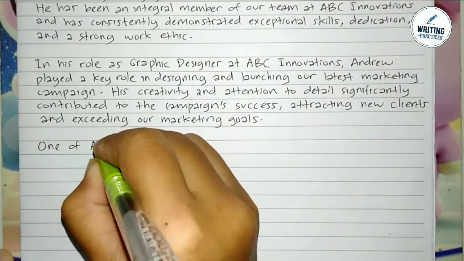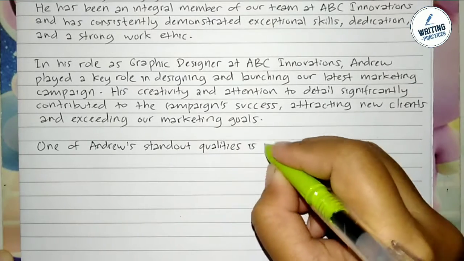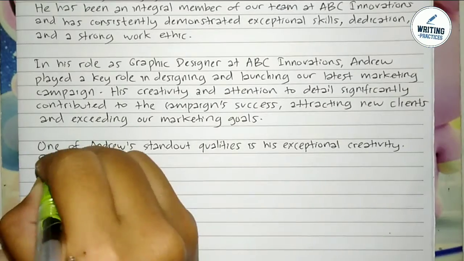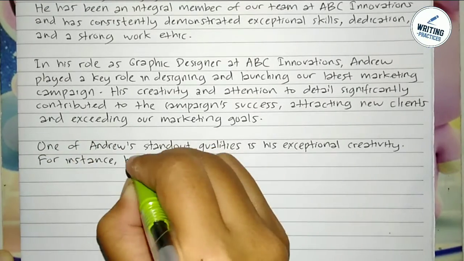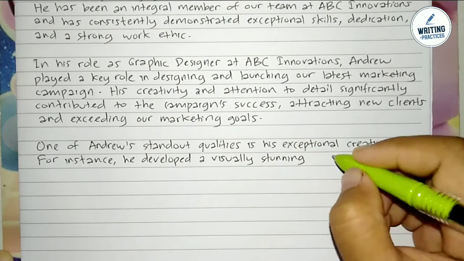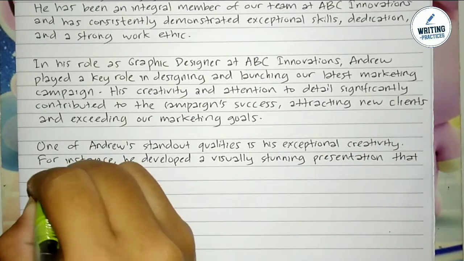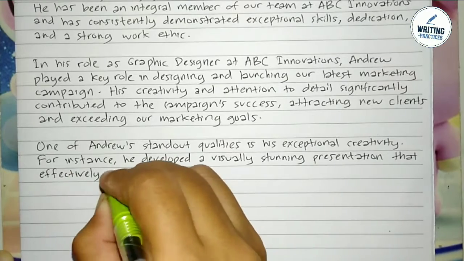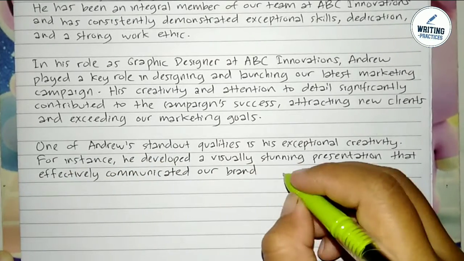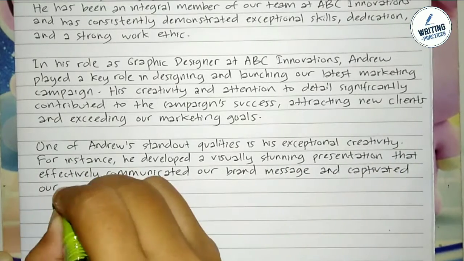In the third paragraph, now you can talk about standout qualities of the applicant. Just like this letter, the writer focuses on Andrew's exceptional creativity with specific examples. Maybe, you can mention the development of a visually stunning presentation or something. And here is how you write it. One of Andrew's standout qualities is his exceptional creativity. For instance, he developed a visually stunning presentation that effectively communicated our brand message and captivated our target audience.